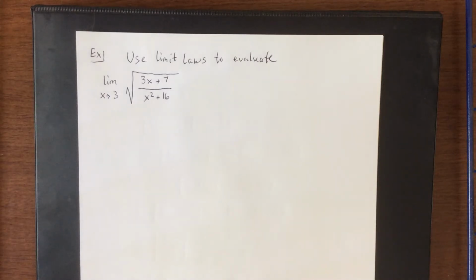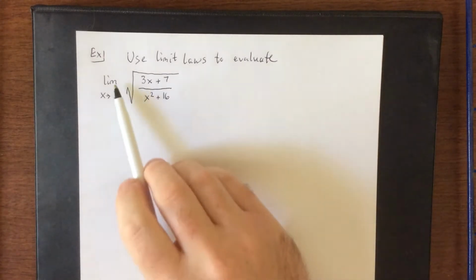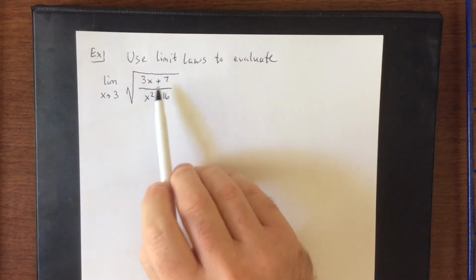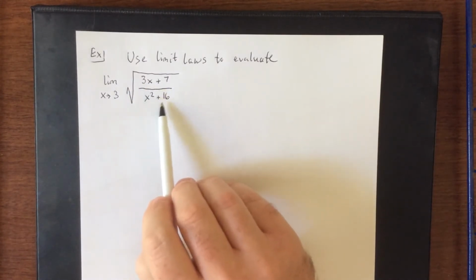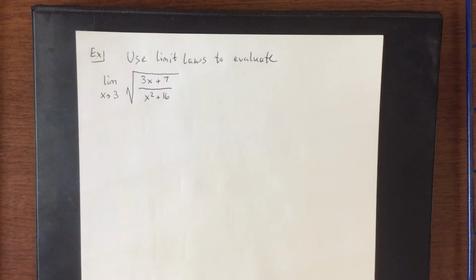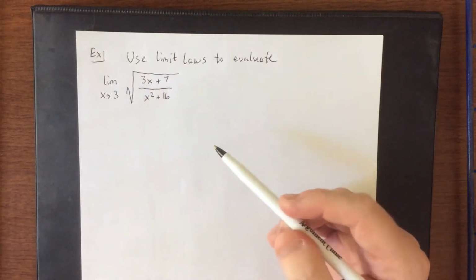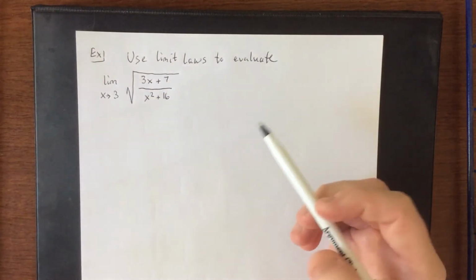Now that we've introduced the limit laws, I'd like to demonstrate how to actually make use of them as we evaluate the following limit. This is going to be the limit as x approaches 3 of the square root of (3x + 7) over (x² + 16). Now I mentioned in the last video the way that you start this process is by saying, if I were given this expression, what would be the last thing that I would do according to the order of operations?